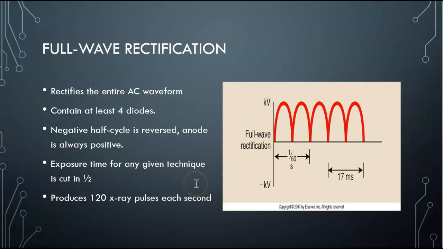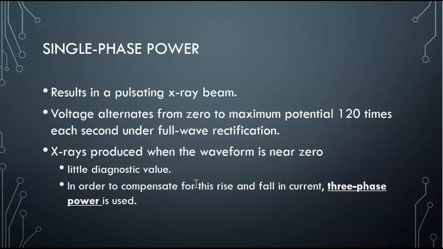Full wave rectification rectifies the entire AC waveform and contains at least 4 diodes. The negative half cycle is reversed, so the anode is always positive. Exposure time for any given exposure is cut in half and produces 120 X-ray pulses each second, which results in a pulsating X-ray beam. Voltage alternates from 0 to a maximum potential 120 times each second under full wave rectification. X-rays produced when the waveform is near 0 are of little diagnostic value. In order to compensate for this rise and fall in the current, 3-phase power is used.